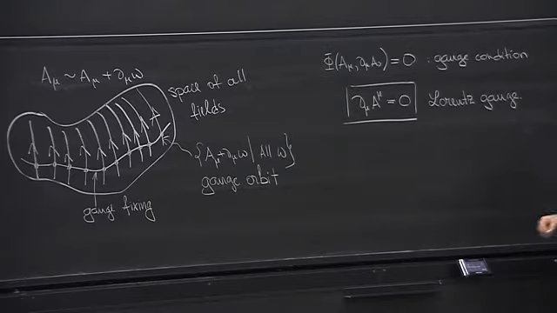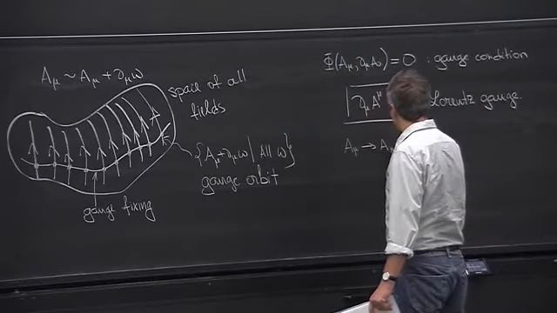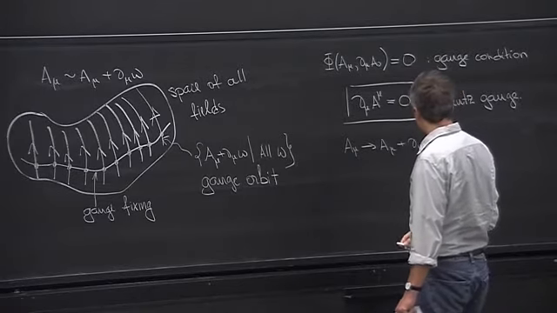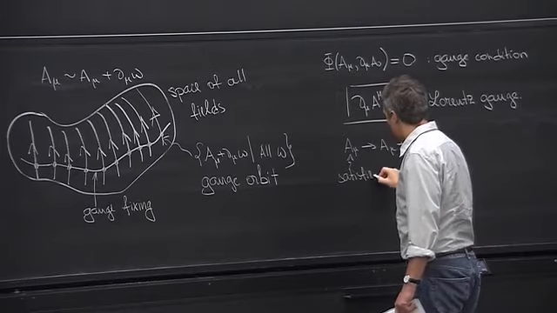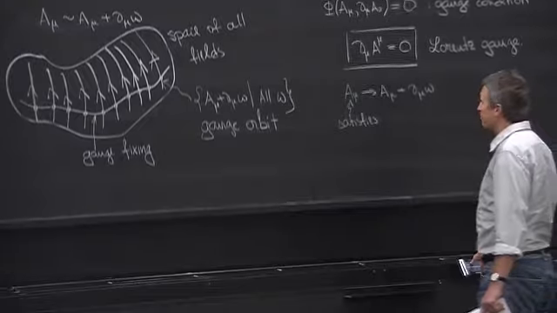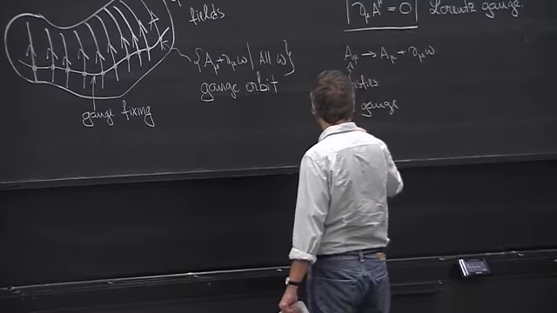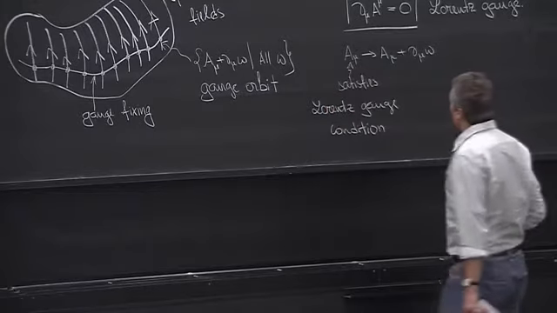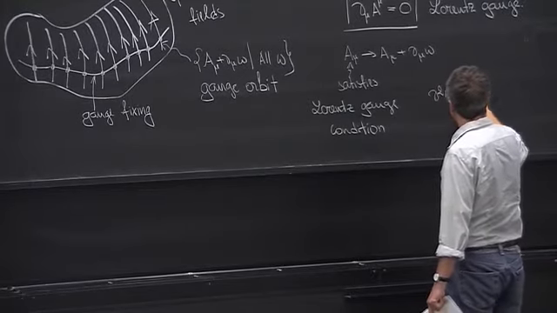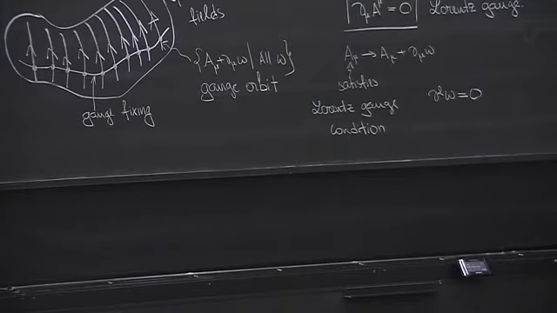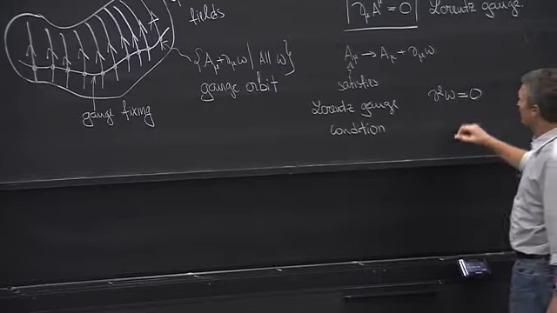So Lorentz gauge actually doesn't fix the gauge freedom completely, because if you shift A mu by A mu plus d mu omega, and suppose that A mu satisfies the Lorentz gauge condition, then the transformed field will also satisfy the Lorentz gauge condition, provided that omega has the D'Alembert operator acting on omega equal to 0. So we still have some residual gauge freedom.